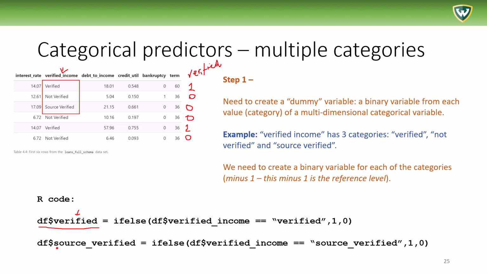Then we create a second variable, source verified, which is a different kind of verified income. If verified income equals source verified, then it gets 1, otherwise it gets 0, the same thing. This is going to be 0, 0, 1, 0, 0, 0. And so on. Notice that we don't create a third one, for the third level. You have to choose which one you want to be the reference level based on the context, but you just have to use two, it's always minus one.